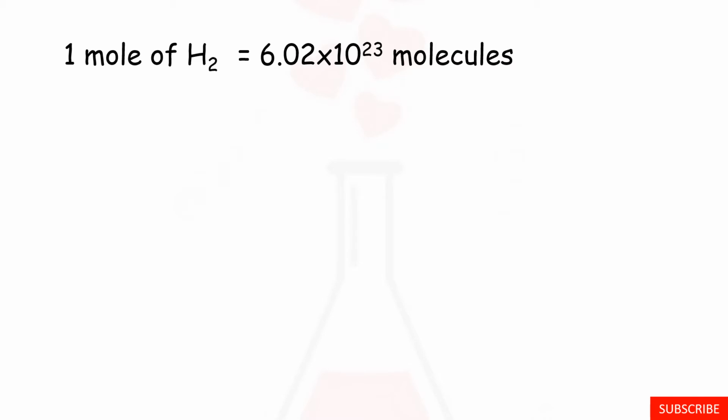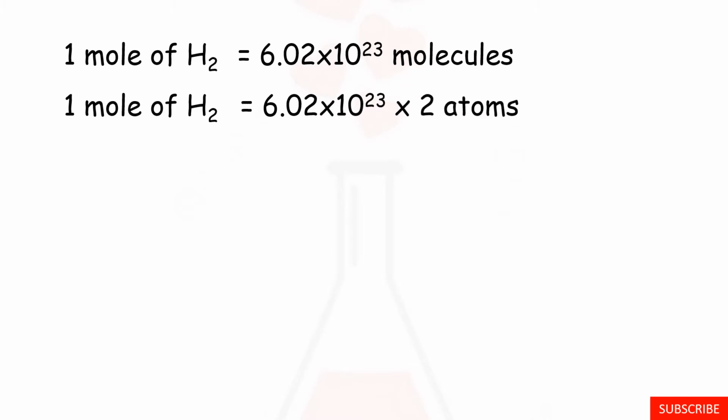So this implies that one mole of hydrogen is equal to 6.02 times 10 to power 23 molecules of hydrogen. However, if we have 1 mole of hydrogen, this will mean that we have 6.02 times 10 to power 23 times 2 atoms. Why? Because in one molecule of hydrogen, the diatomic molecule, we have 2 atoms of hydrogen. That's why we have to multiply it by 2.